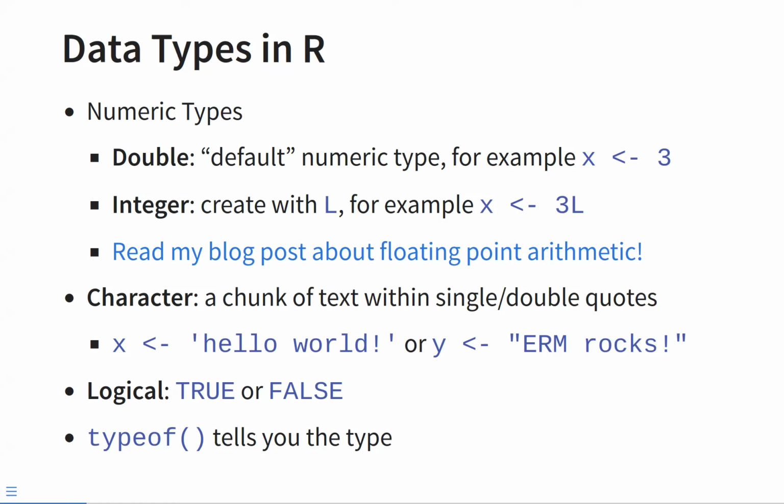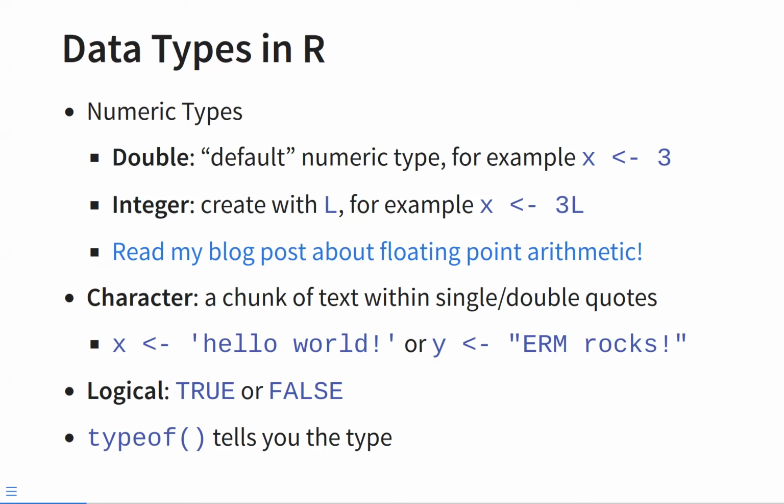R also has an explicit integer type. You can create this by using the capital letter L. So if we wrote x gets 3L, that would create a variable x that takes on the value 3, but 3 is stored not as a double, but as an integer. If you're thinking to yourself, what on earth is he talking about? What's the difference between a double and an integer? You might want to take a look at this blog post that I wrote that talks about floating point arithmetic. It's not absolutely crucial for the course, but if you're curious, you might want to take a look. If you've already programmed before, I imagine you have some idea what I'm talking about when I distinguish between different types.